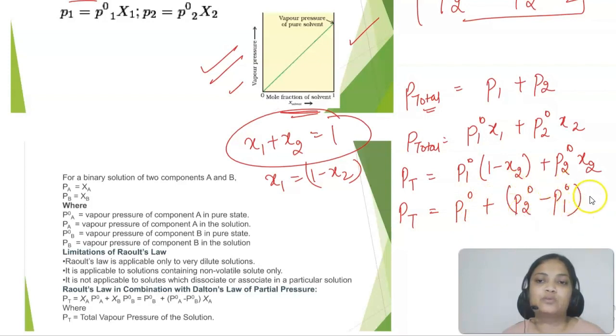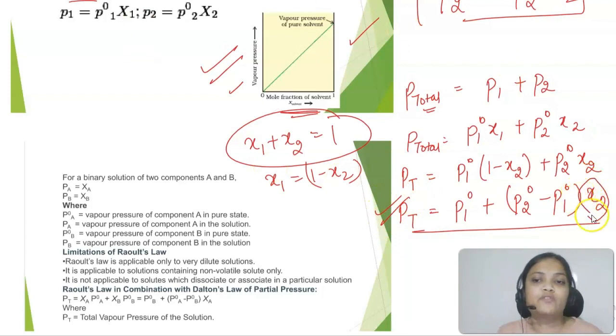So what conclusion I can draw from here is that the total vapor pressure can be related to the mole fraction of any one of the components, okay, means I can write in the form of x1, also I can write in the form of x2. So the vapor pressure can be related to the x2. So this is related to your liquid in liquid solutions, okay.